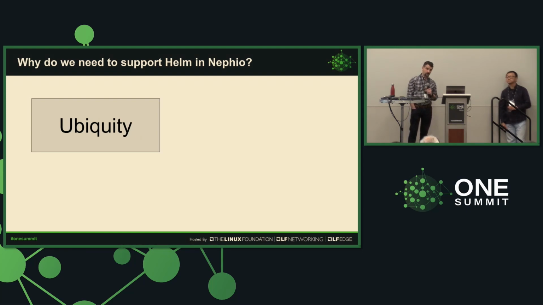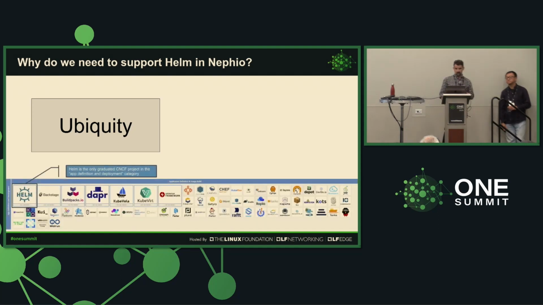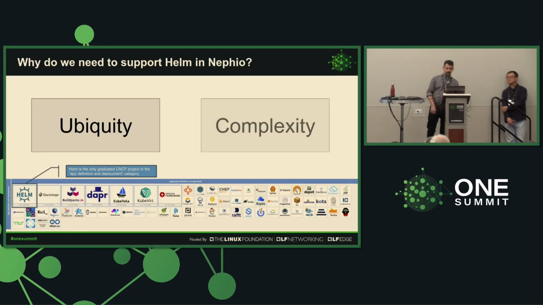And certainly within Ericsson, Helm is the predominant way in which we deploy the workloads that we build and manage. So it's all over the place. And we do see within CNCF that there are a lot of different projects out there in the space of deploying software and getting things up and running. Helm is the only one there that is at the graduated state within the CNCF community, for what that's worth. The other aspect of the introduction of Helm support is complexity.